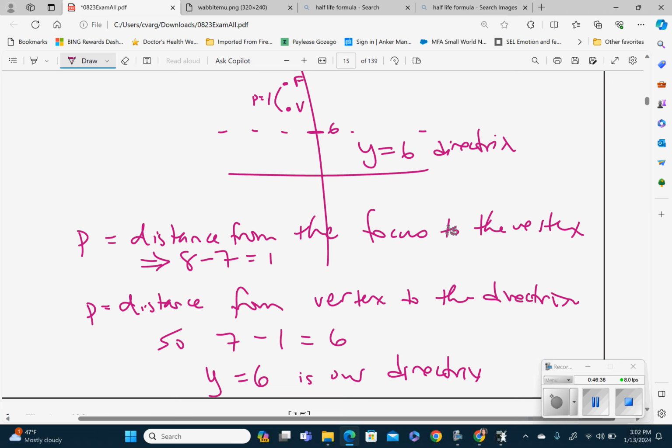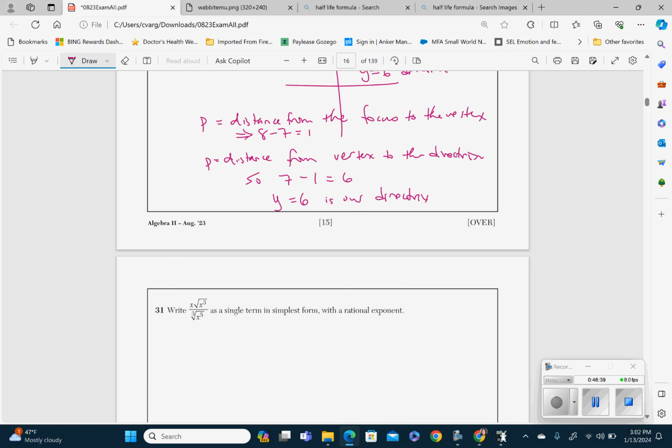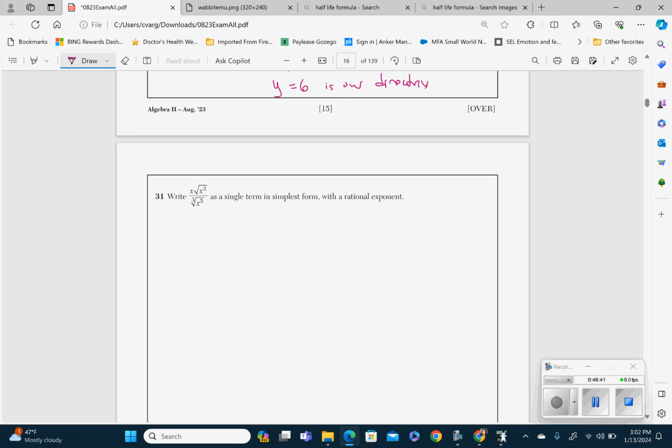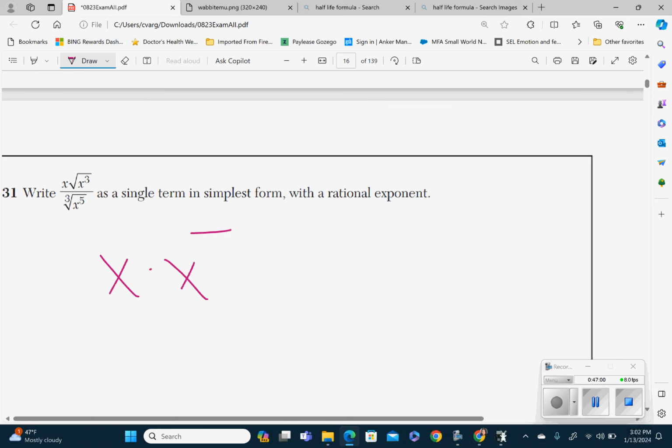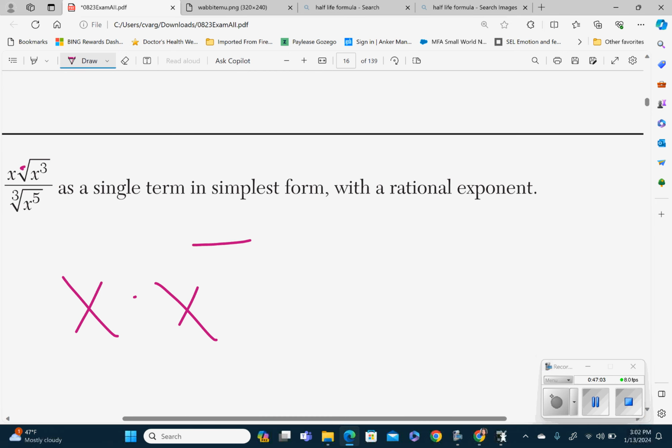Very simple. Done. Question 31. So rewrite this as a single term. All right, so we have x and then times, and I have a square root here, so I can rewrite it with a fraction as an exponent. Let me make this a little bit bigger, right? If there's no number here, there's an imaginary 2. So our 2 is our root. Roots go on the bottom. And our 3 is our exponent. So the exponents go on the top.